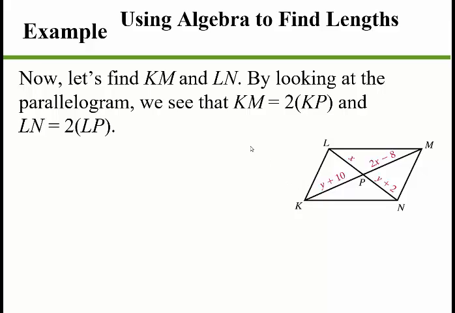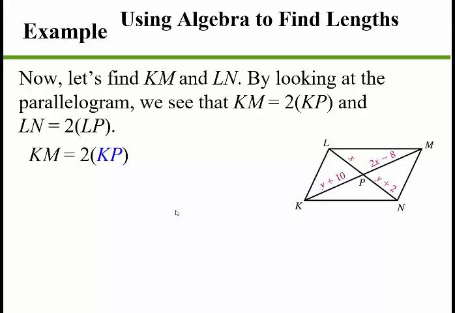All right, so now let's find KM and LN. By looking at the parallelogram, we see that KM is equal to 2 times KP, right? Because these two sides are the same, so this side is the same as this side, so it's really 2 of them. And that LN is equal to 2 times LP by the same thought process.